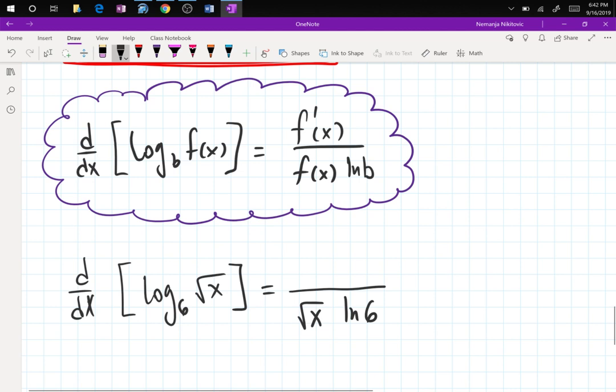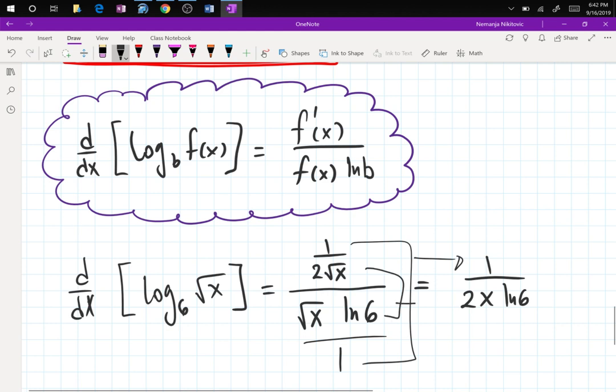And then you need to come up with f prime. Well, your f is square root of x. So the derivative of square root of x is 1 over 2 root x that goes up there. That's your f prime. And now you can simplify this into 1 over 2x ln 6. Because you would put this over 1, and then you multiply the 2 that are far apart, and you multiply the 2 that are close by. You know, deal with the double fraction.